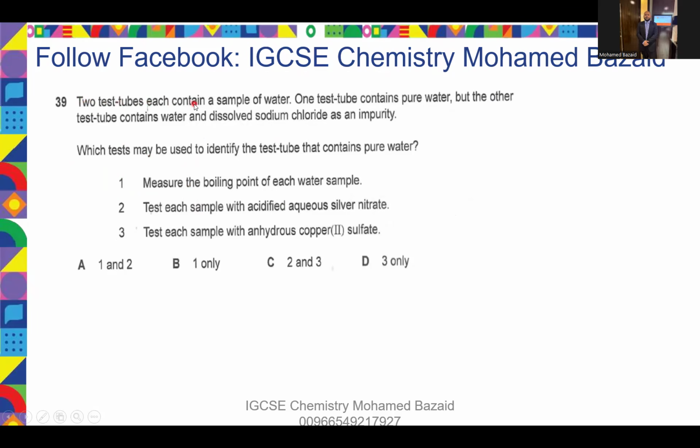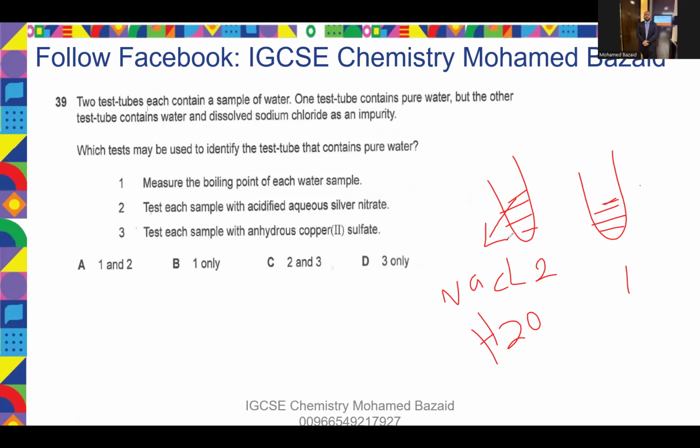Two test tubes, each contains a sample of water. Test tube 1 contains water. Test tube 2 contains water as well. One test tube contains pure water, but the other contains water and dissolved sodium chloride. So this is water with NaCl, but in test tube number 1, I have H2O only. Which test may be used to identify the test tube that contains pure water?